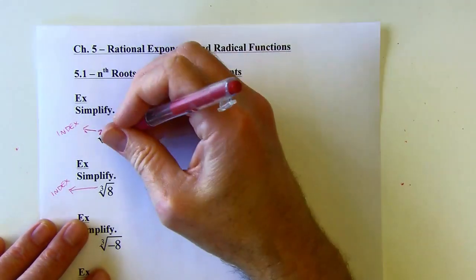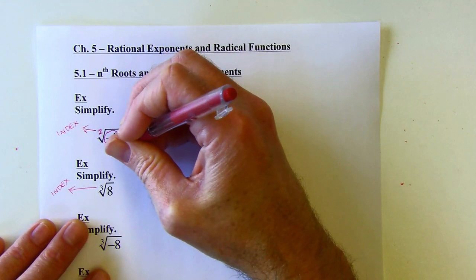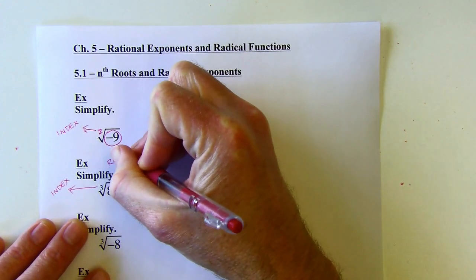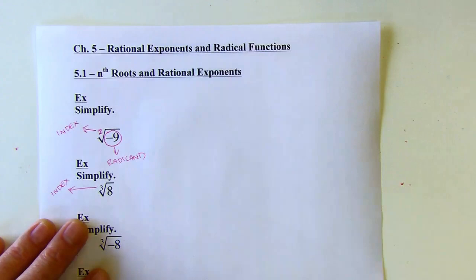Okay. The number underneath the square root is called the radicand. Underneath the radical is the radicand. Okay, just a little vocab there.